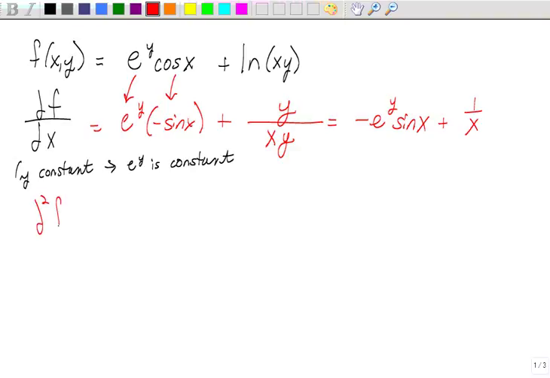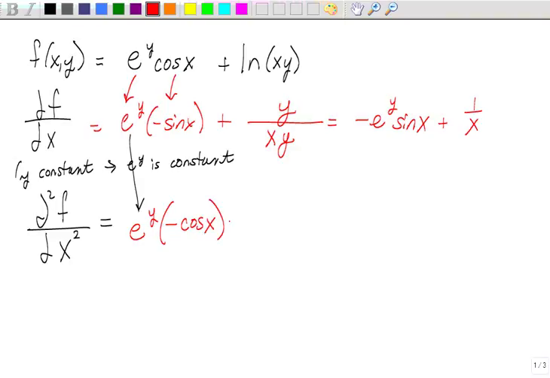And we can do it again. Let's go back to black. We can take the second partial, again with respect to x. And again, e to the y is constant. Y is constant, so we have e to the y, the derivative of sine is cosine. The derivative of 1 over x is minus 1 over x squared. So this is a constant. We're just taking the derivative of sine and the derivative of 1 over x.